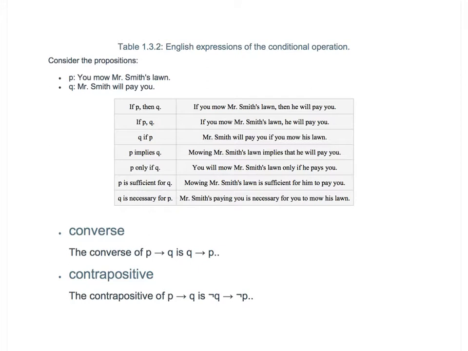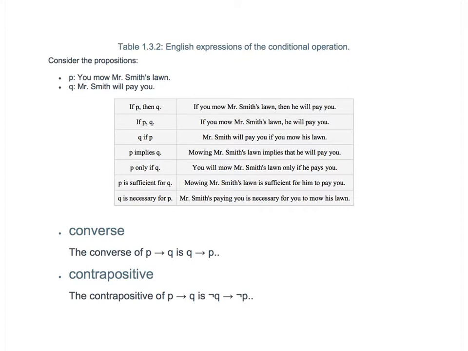There are different ways to express a conditional statement in English. So let's consider the same example. The proposition P is you mow Mr. Smith's lawn, and Q is Mr. Smith will pay you. So there are different ways to express this proposition, P then Q, in English. The first one is very simple: if P, comma, then Q, which means if you mow Mr. Smith's lawn, then he will pay you.